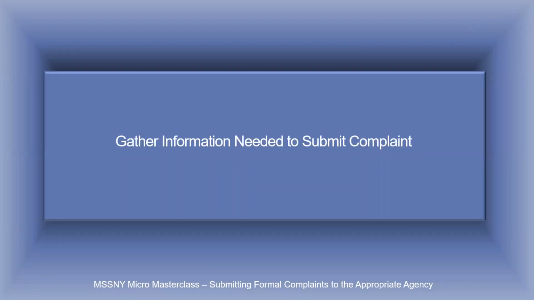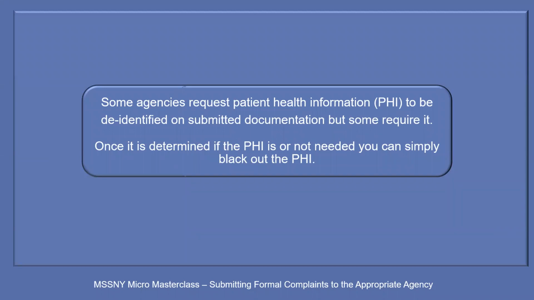So you're at a point with insurance claims where you have come across barrier after barrier after barrier, and it's time to submit a formal complaint because the insurance company is not adhering to laws or compliance or contracts. So we want to move forward with submitting to the appropriate entity. Some agencies request PHI, patient health information, to be de-identified on submitted documentation, but some don't. So make sure you know if they would like it or they wouldn't like it. If they do want it, you can simply send it as is. If not, you can simply black them out.